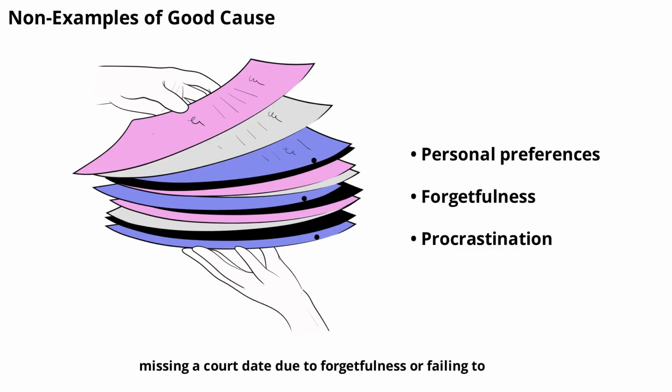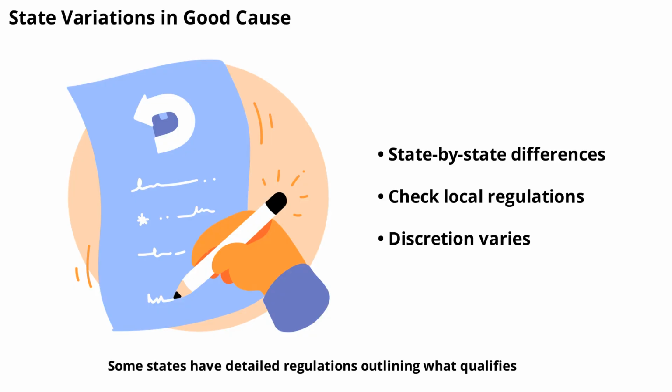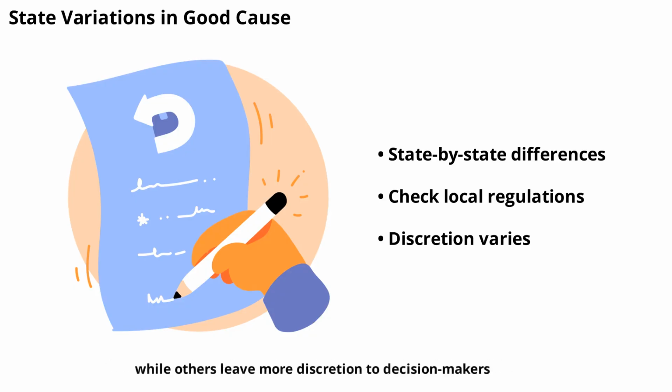Similarly, missing a court date due to forgetfulness or failing to renew a license because of procrastination typically won't be accepted. Understanding what does not count as good cause is just as important as knowing what does. It's important to note that the definition and application of good cause can vary from state to state. Some states have detailed regulations outlining what qualifies, while others leave more discretion to decision makers.